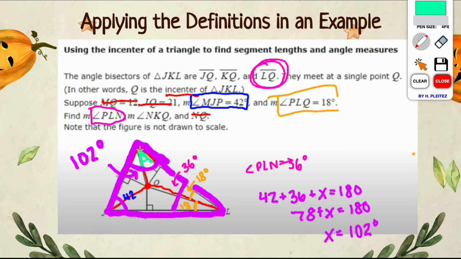that is right here. So to do that, I can take 102 and divide it by 2, and that would give me 51 degrees. Now I know this portion is 51, but then also this other tiny portion in here is also 51 degrees. Again, that goes back to the definition of angle bisectors. We know angle bisectors split our angles up into 2 congruent pieces. So then angle NKQ is equal to 51 degrees.